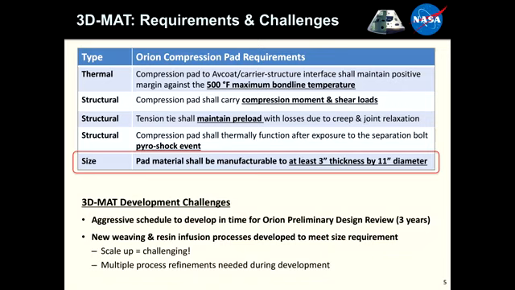Just a note on some of the challenges, we'll get into more details later, but there was an aggressive schedule to develop this system in time for the Orion preliminary design review. We had only 3 years to go from drawing board to technology readiness level 5 or 6 at PDR. That's a very aggressive schedule for a new material development. And along the way, we had to develop new weaving and resin infusion processes to enable us to meet this size requirement. So scaling up was a challenge, and we did multiple process refinements along the way. I'll touch on some of those.